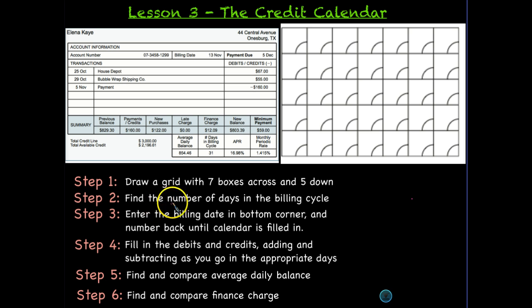First thing we want to do is find the number of days in the billing cycle. Well, right here we can see that there are 31 days in the billing cycle. So we have found that.